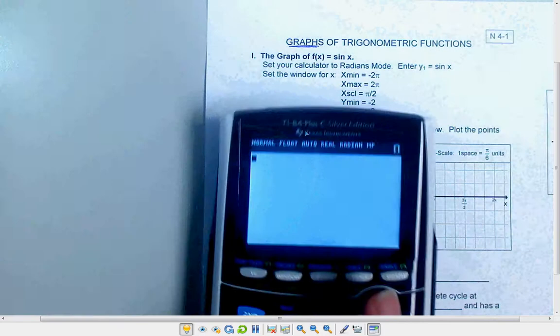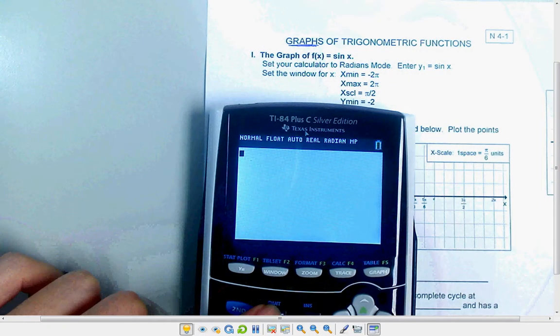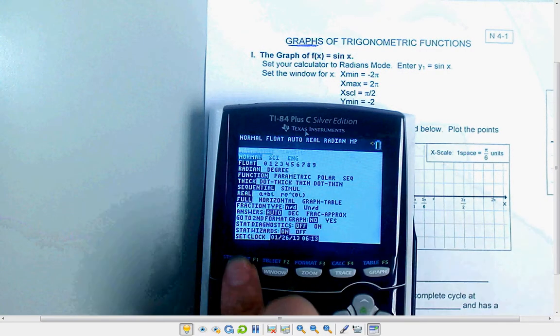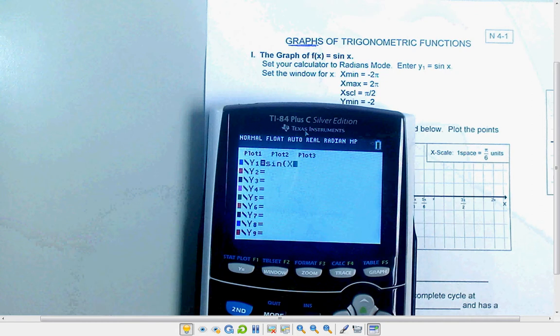In our calculator, we first want to make sure we are in radian mode. So go to mode, make sure you're in radians. Now we're going to go to our y equals and enter sine of x.